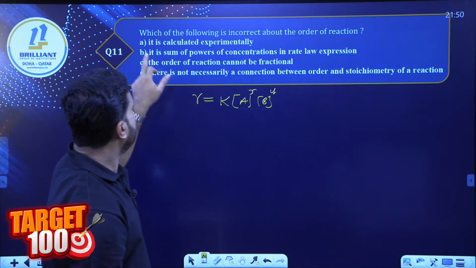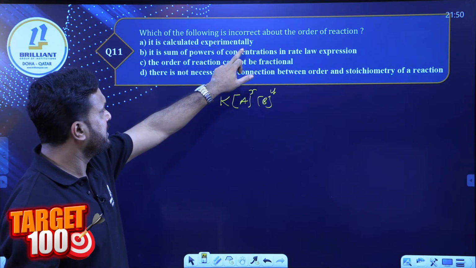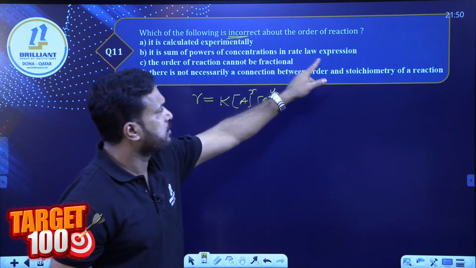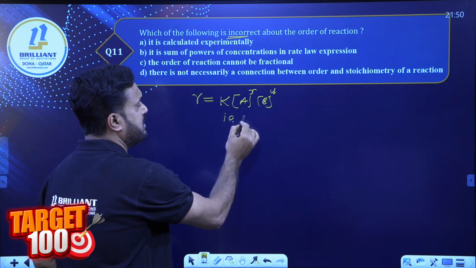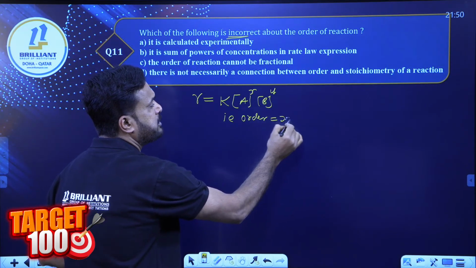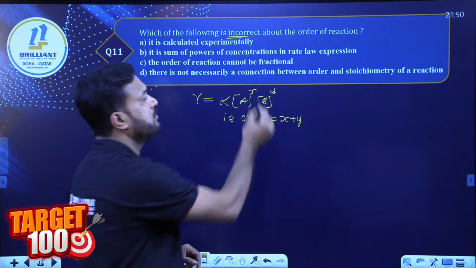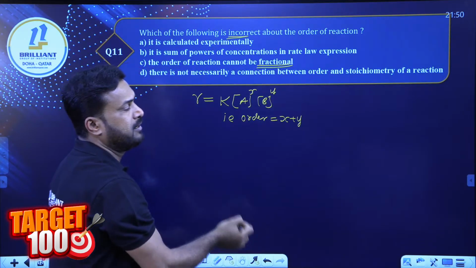Yes, well done. See, it is calculated experimentally, correct. Incorrect, they are asking, keep in mind. It is the sum of the powers of the concentration in the rate law equation. Yes, that is order. In this one, order equals x plus y, correct. The order of the reaction cannot be fractional, wrong. We have fractional order reactions, isn't it?